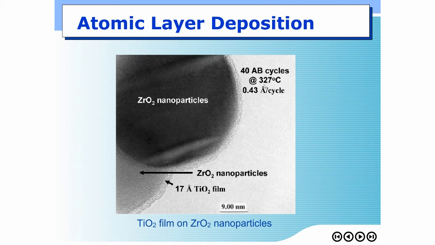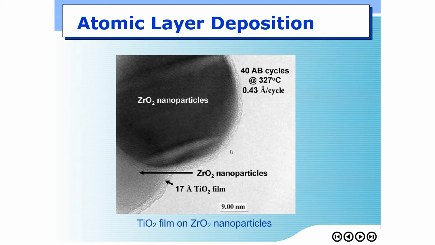Okay, and you see that at this condition, one cycle should give you 0.43 angstrom, precisely 0.43 angstrom. So if you know that you want 17 angstrom thick of this layer, you can calculate back to 40 cycles. So that's how we control the thickness by this technique.